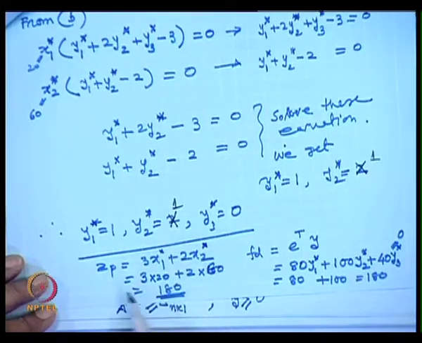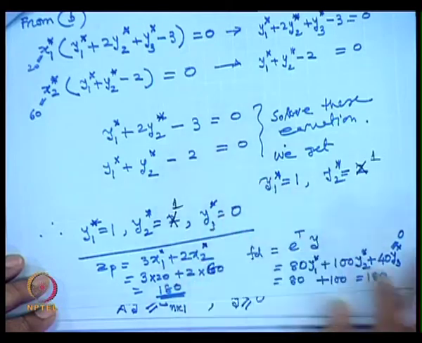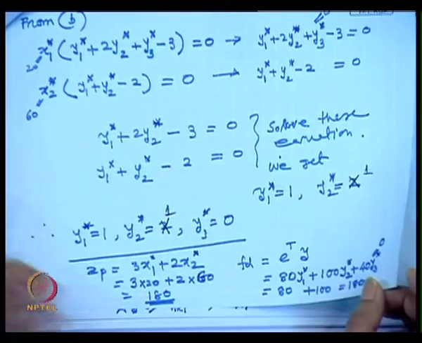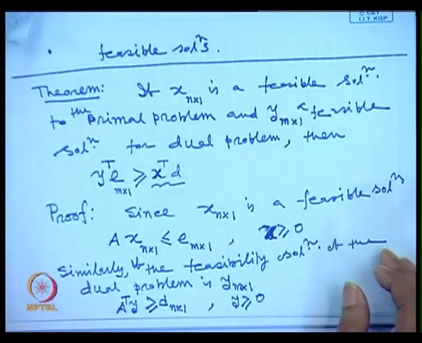So, the objective function value of the primal maximization problem is the same as the minimum value of the objective function of the dual minimization problem, which is 180. Both are the same at the optimal point, in the primal domain as well as in the dual domain.